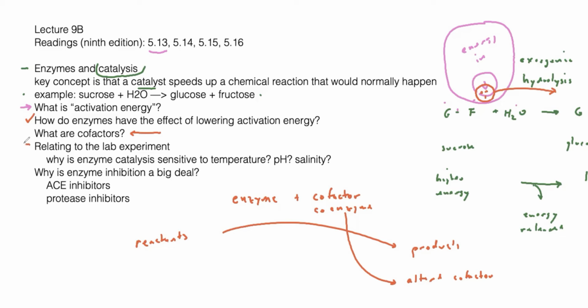Relating to the lab experiment, I know that you've got a lab experiment that you've either done or are in the process of doing right now. You've probably done it by now because, looking at the schedule, this lecture is coming pretty late in the semester compared to the enzymes laboratory activity. And so at this point, you'll know, for example, that enzyme catalysis is sensitive to temperature, pH, and salinity, because you will have done a lab experiment to demonstrate the effect of temperature, pH, and salinity on the activity of the salivary amylase enzyme that we'll be using in our laboratory experiment.